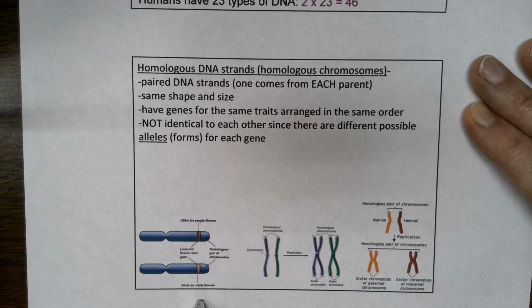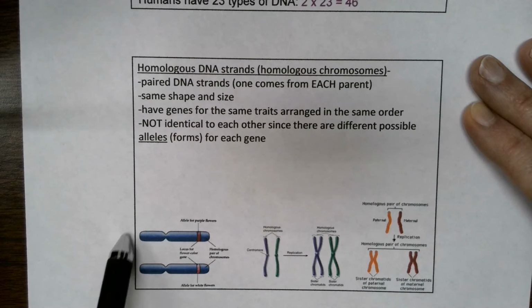This picture is supposed to show the allele for purple flowers versus the allele for white flowers, but the coloration on those two pinkish bands is kind of hard to tell. But that's a good example of how those would not be identical, but they're the same shape and size with the same genes in the same location.